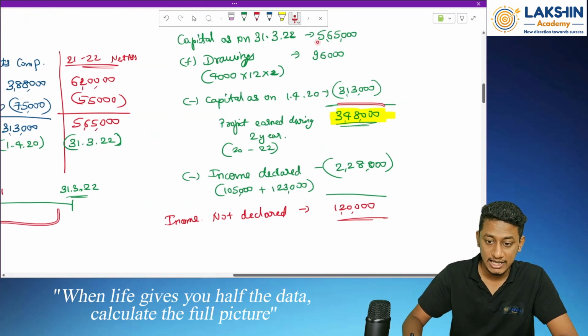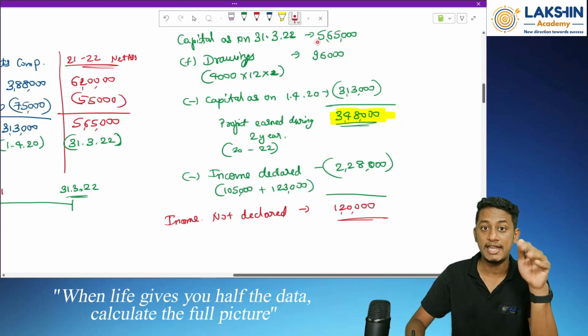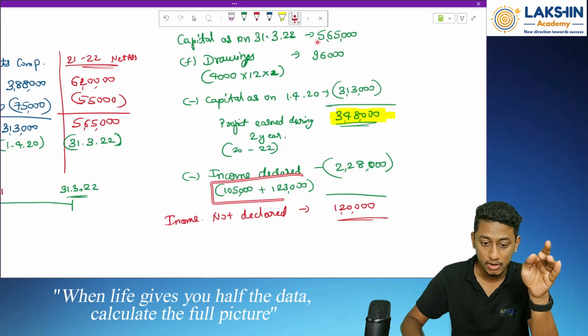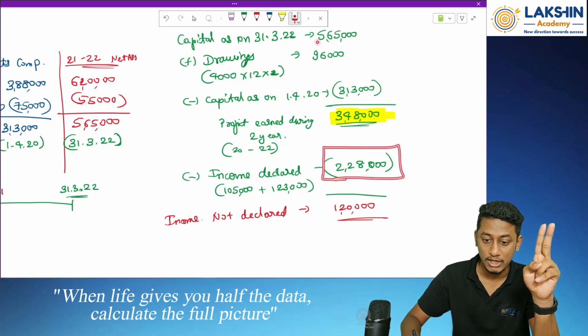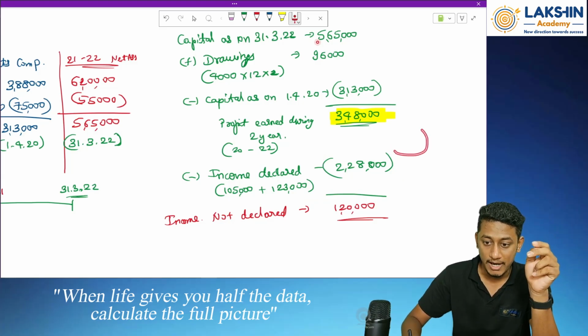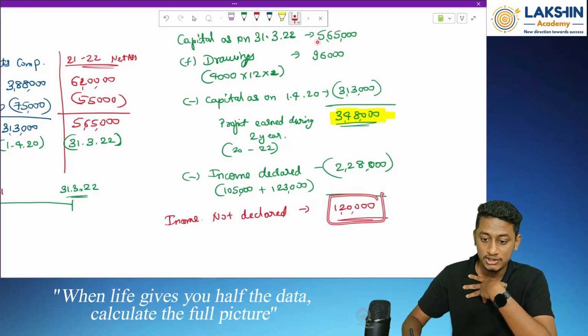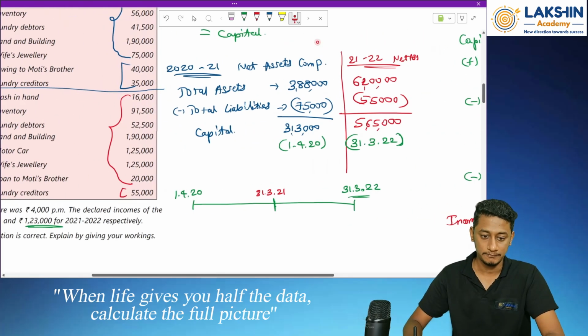That is 3,48,000 rupees. And then what did I do? To compare it with a like value, I have totaled the 2 years' profits. The 2-year profit declared by him is how much? 2,28,000. That I have compared with the 2-year profit that I got before. So using that I have found out the unreported income. Clear? This is how you solve the question.